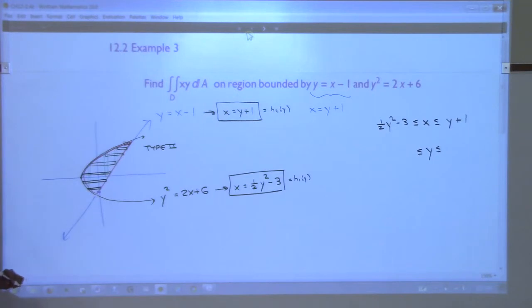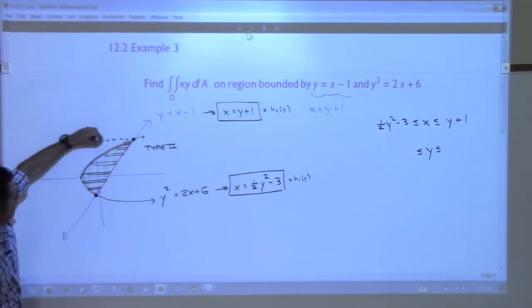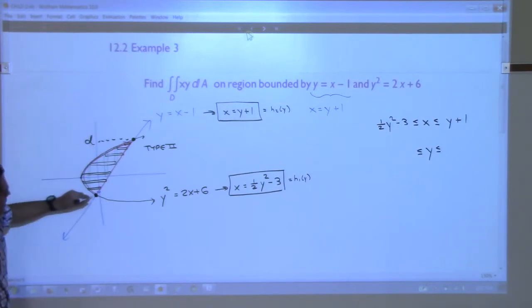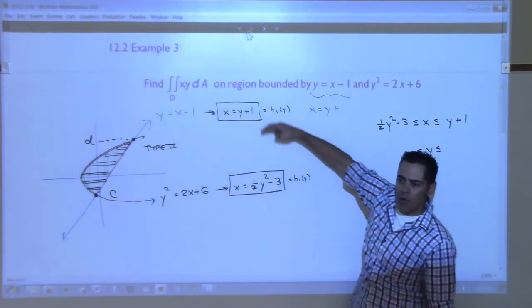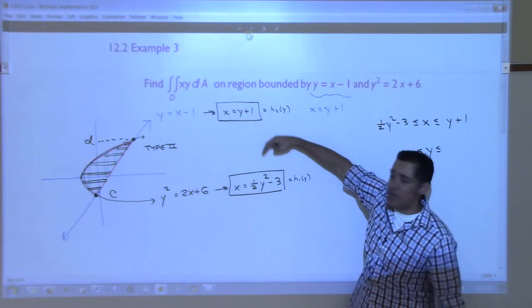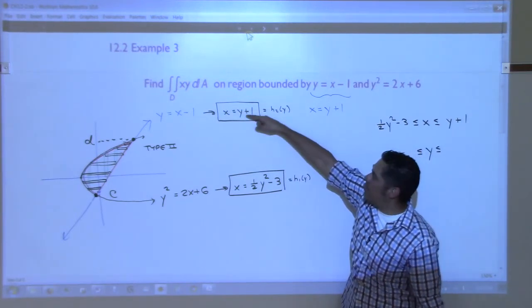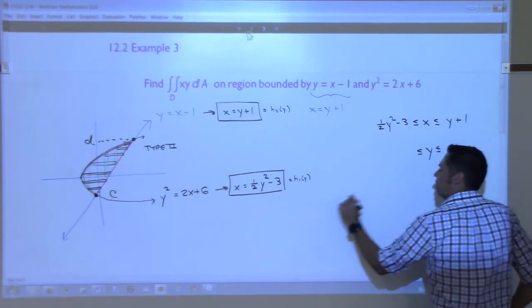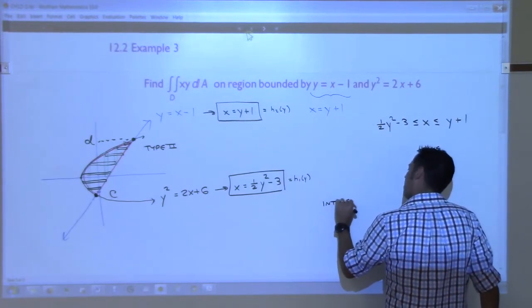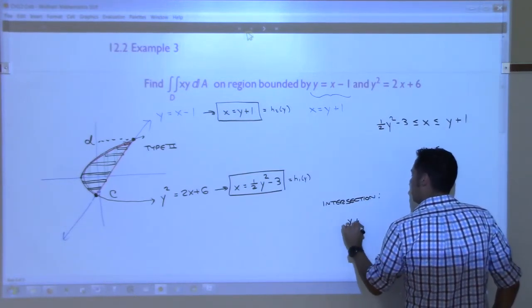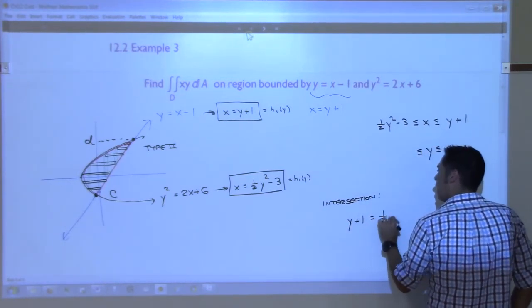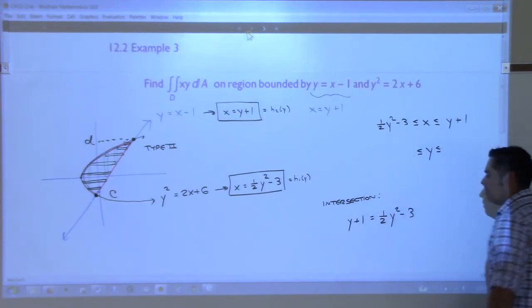Now what about our y's? We have to figure out these intersection points, right? We need to figure out what D is, and we need to figure out what C is. So set them equal to one another. Set these two equal to one another, because we want to solve for y, don't we? And if we set that equal to that, we'll have an equation with y. So intersection: y plus 1 equals 1/2 y squared minus 3.